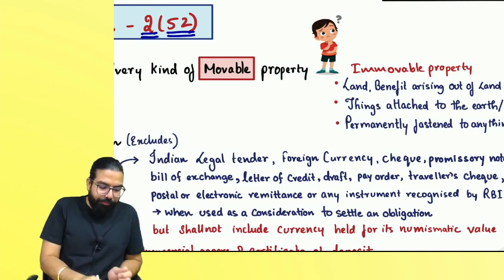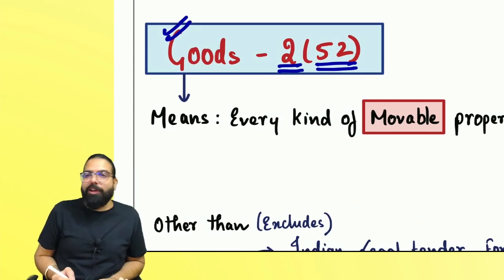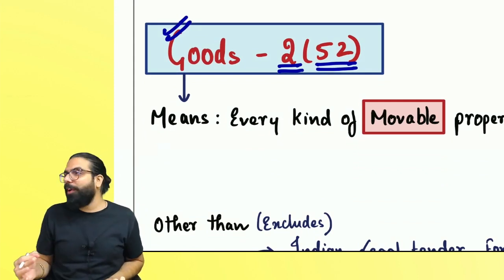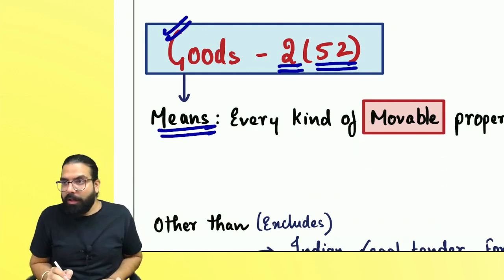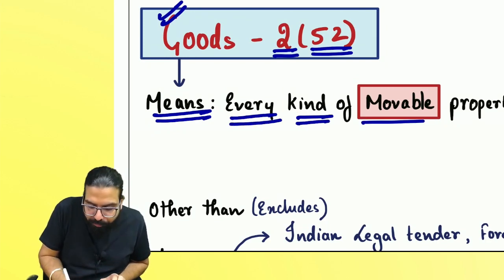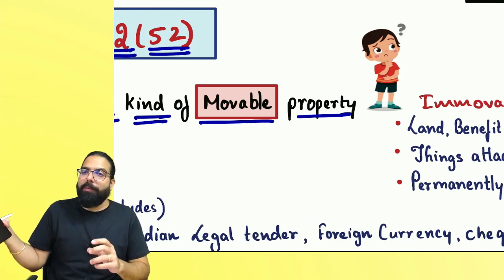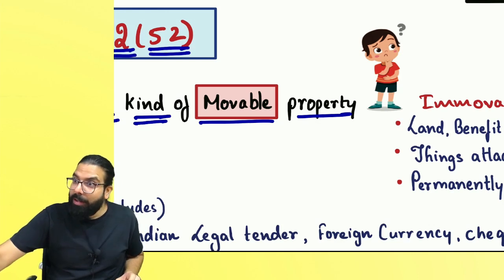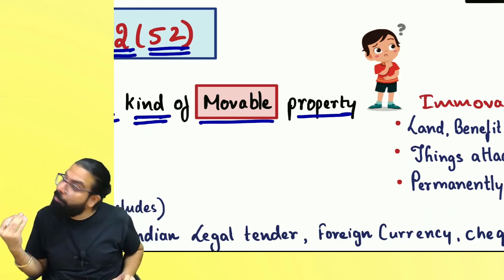Everyone over here now. Goods, section 2(52). Now, the definition of goods, we are going to read now. Goods is a very, very important and very, very interesting definition. They have given the meaning of the word goods. Goods means every kind of movable property. Now, sir, mobile phone, is it movable, everyone? Yes. Sir, your water glass, movable. Yes. Sir, bottle, movable. Yes, goods. Every kind of movable property.